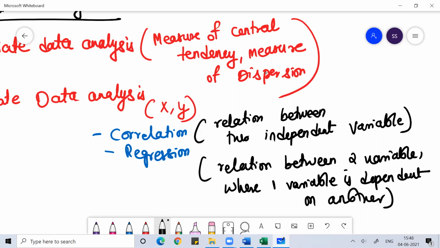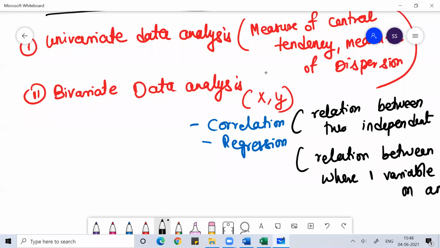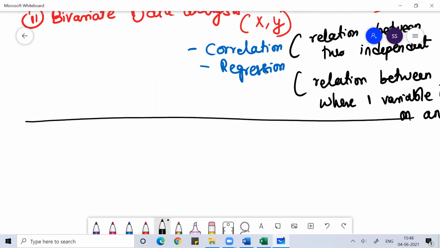Any questions? We are now dealing with bivariate data analysis. Now you need to understand that in correlation, the physical quantity which measures the correlation is called the correlation coefficient. Please remember. So you understood that correlation is all about finding the relation between two variables.